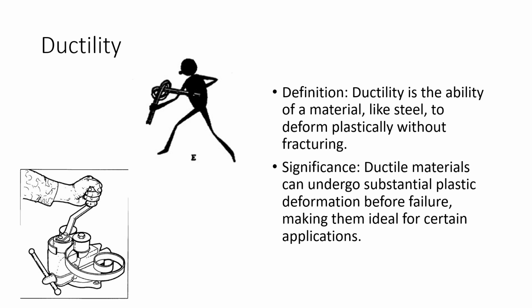Ductility. This is the ability of a material like steel to deform plastically without fracturing. It's like if I take a copper wire, I can bend it. We don't build wires out of cast iron because it would be way too brittle. But something like aluminum or copper has great ductility, and we can use these materials in certain situations. Ductility is a material property that allows a material to be bent and not break. A lot of plastic deformation before failure.